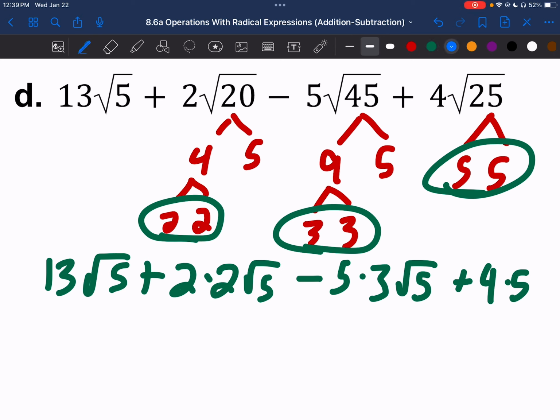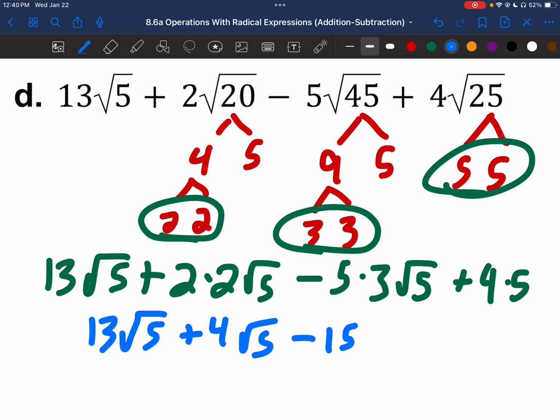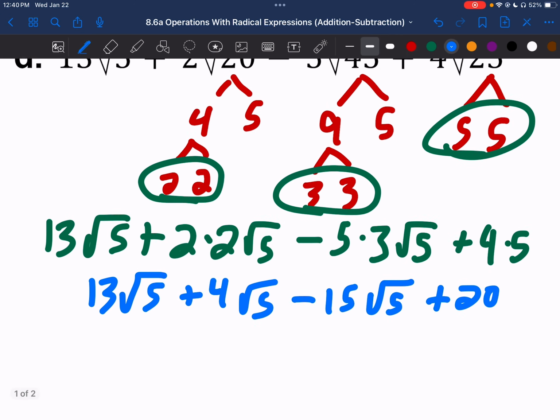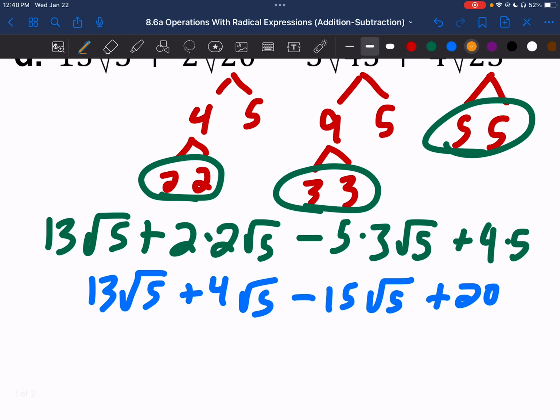Our next step, we need to simplify all of this multiplication that we have. So we have 13 root 5 plus 4 root 5 minus 15 root 5 plus 20. So 13 plus 4 is 17, minus 15 is 2 root 5 plus 20. Can we combine the root 5 and the 20? No, because they don't have the same radical factors.